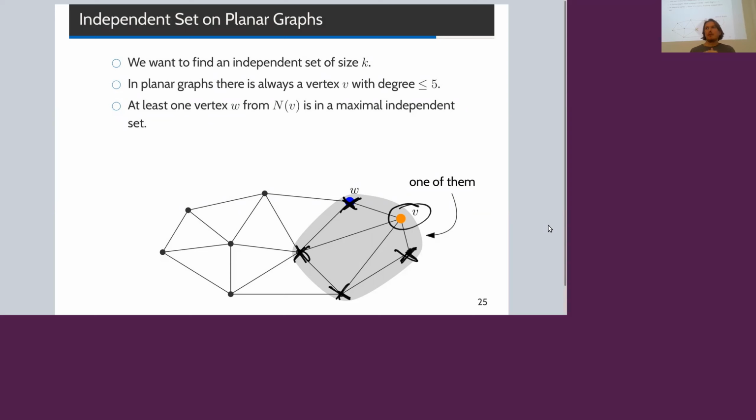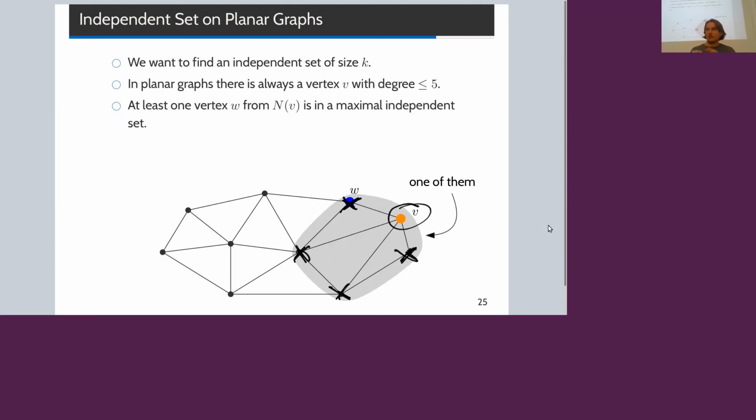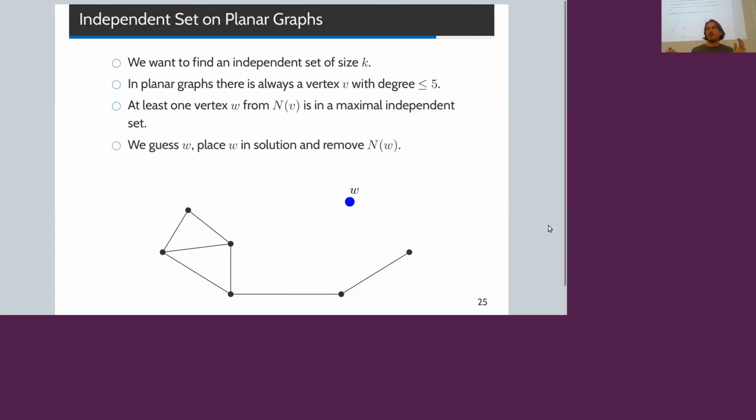And we're going to make a guess. We're going to make some kind of branching algorithm, and we guess the vertex that will be inside the independent set. So we have to try out 5 or 6 different options, because we know that this vertex v has only 5 neighbors and the vertex itself. So we're going to try out all 6 options, and we're going to just guess, okay, this vertex, let's say w, will be in the independent set. And then we only have to find k minus 1 vertices. And we're going to just recurse and continue this approach.